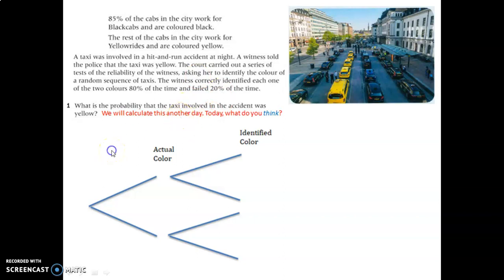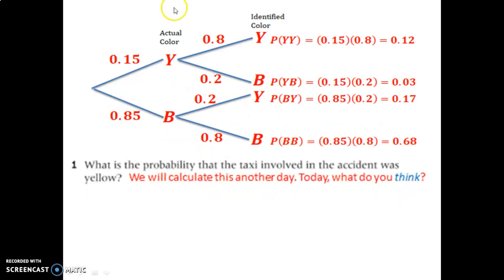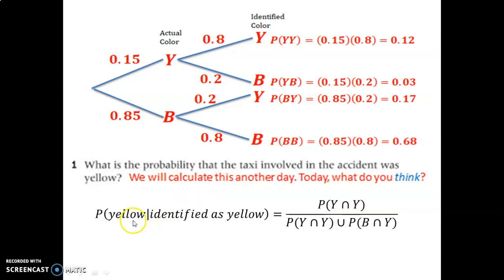Now let's check our work. So here's what the tree diagram should look like. Here's the actual color of the taxi. Here's the color that the witness identified. Here's all the paths. And we're looking for the probability that it was yellow, given that it was identified as yellow, because we did know that the witness said it was yellow. So we're looking at what's the chance it actually was yellow based on that they said it was yellow.